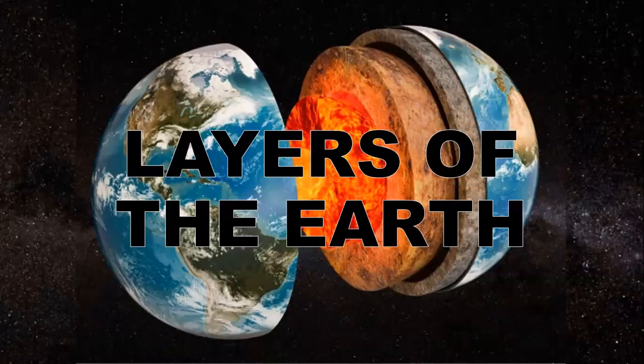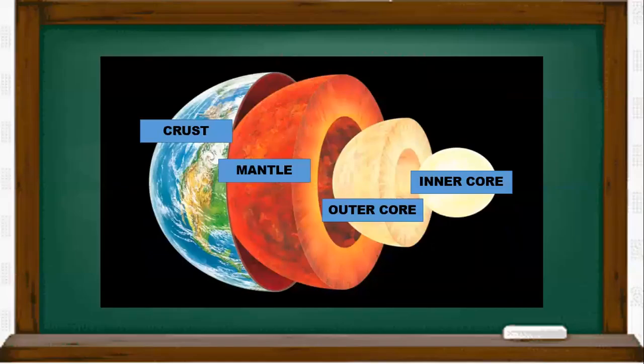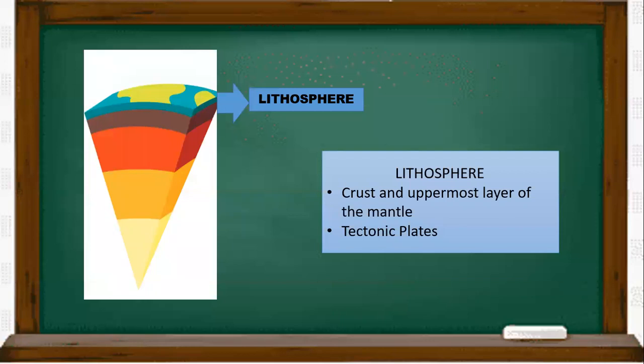In this video, we will discuss the layers of the Earth. So the Earth is divided into four major layers, each with distinct properties. So we have the crust, the mantle, the outer core, and the inner core. The crust and the uppermost layer of the mantle comprise the lithosphere.